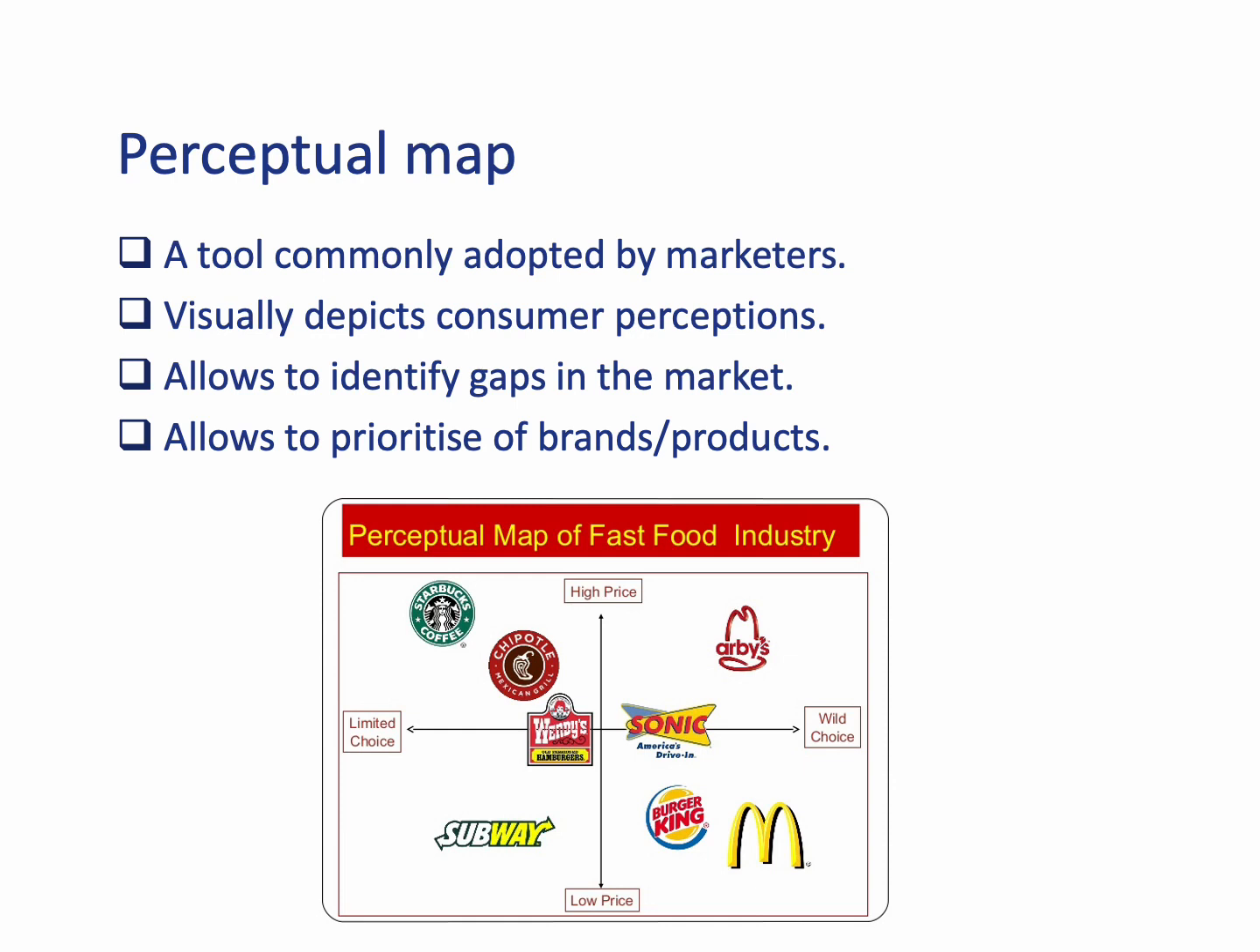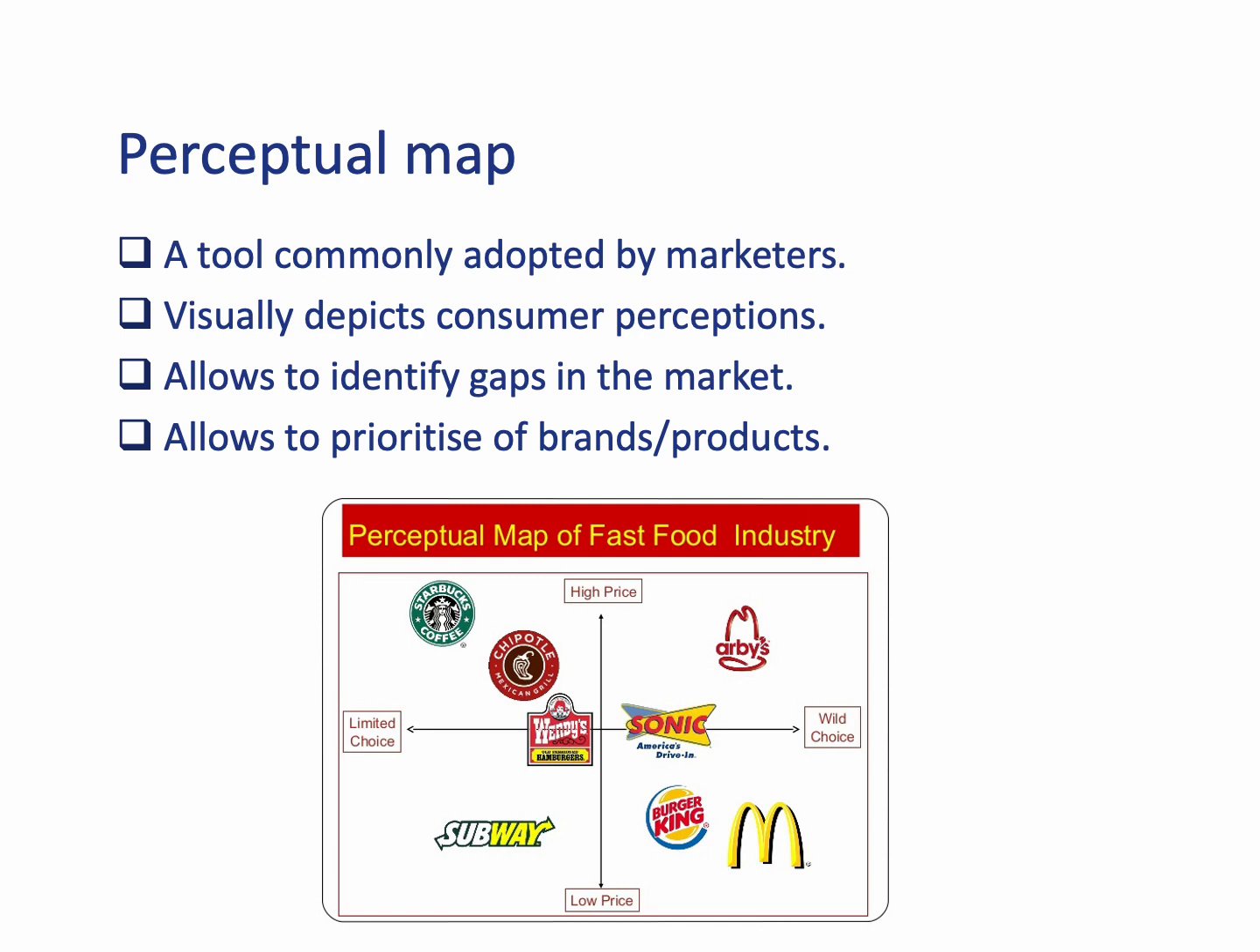So let me introduce you to the perceptual map. It's a tool commonly used by marketeers in practice, and it's mainly used for positioning purposes. You can position a brand, a product, a service. You can position a person if you wanted to. It allows us to visually depict consumer perceptions. So it allows us to see how well we or perhaps our competitors are matching with consumer perceptions. So it really allows us to understand how close the fit is.